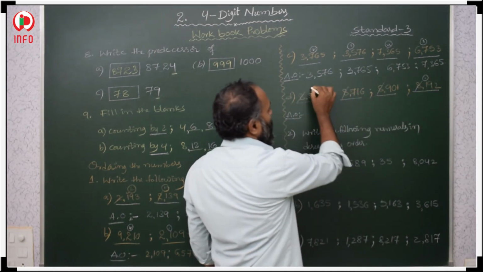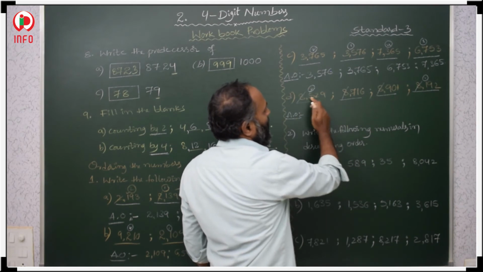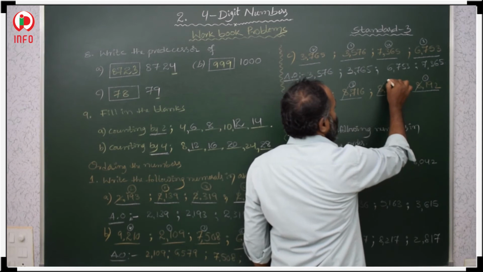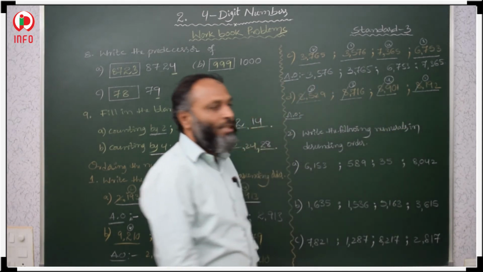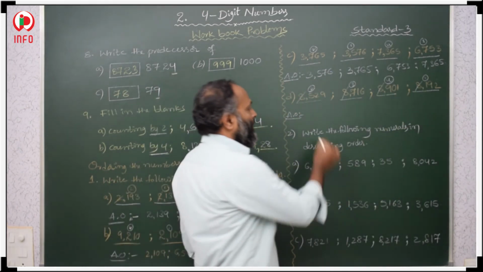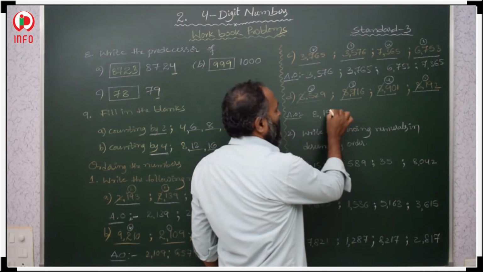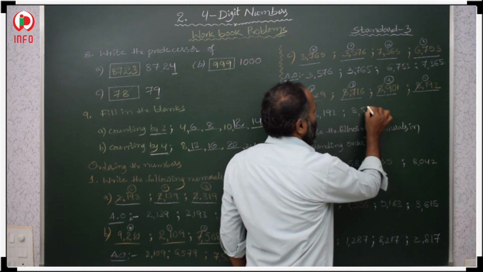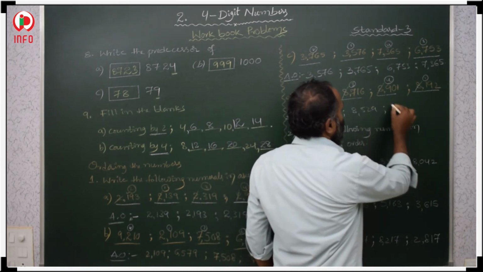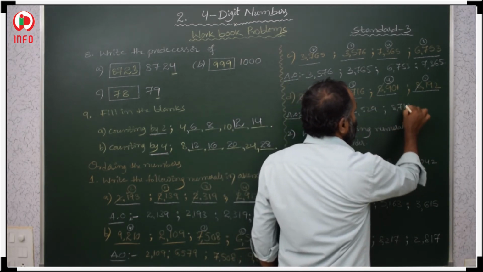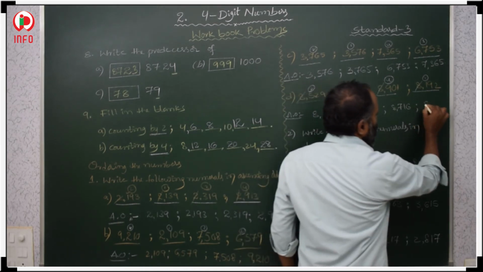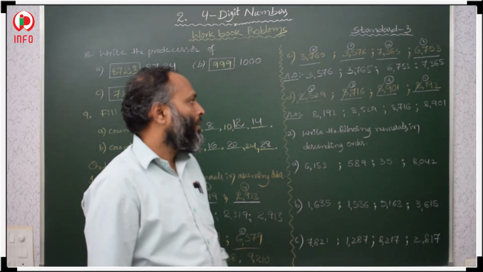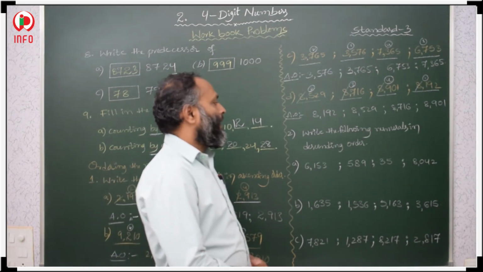After 1, 5. This is in second. After 5, 7 will come. This is in third. After 7, 9 will come. This is in fourth. In this way we have to write. First 8192 first. Second, 8529 second. 8716 third. 8901 in fourth place. All these are in ascending order.